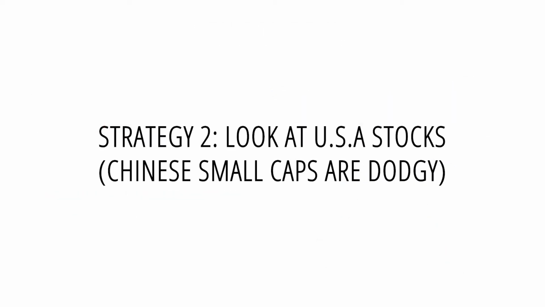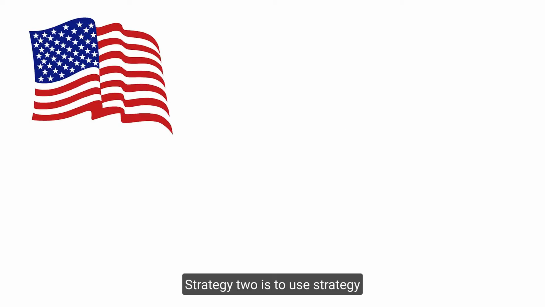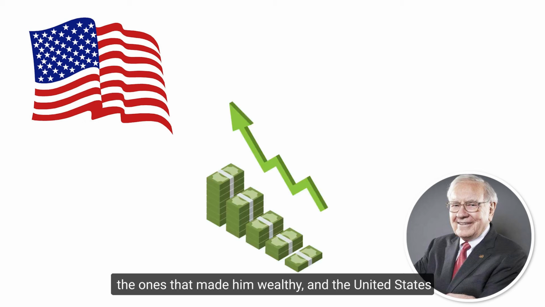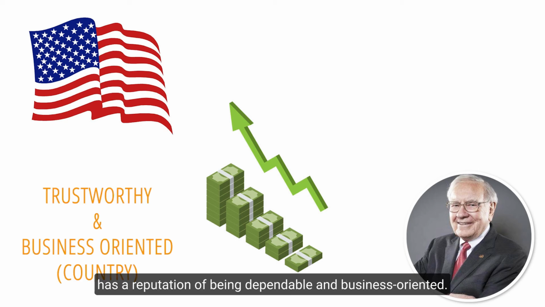Strategy number 2. Look at USA stocks. Chinese small caps are dodgy. Strategy 2 is an addition to strategy 1: look at smaller corporations, stocks, or companies in the United States. Warren Buffett favors US securities because they are the ones that made him wealthy. And the United States has a reputation of being dependable and business-oriented.